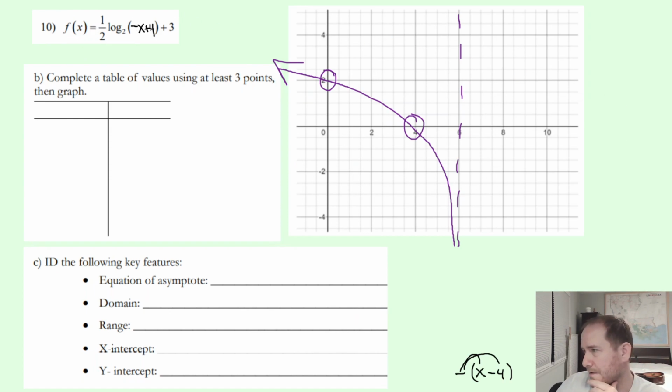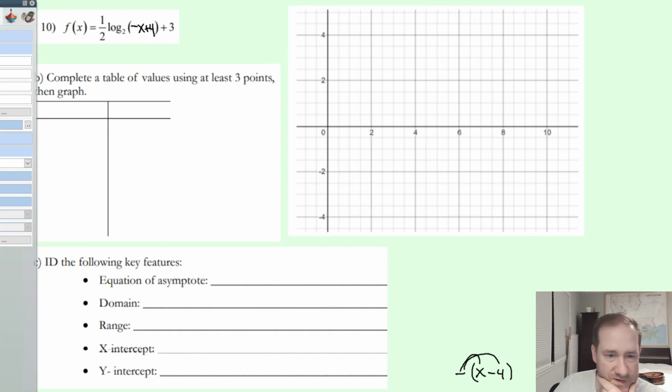But let's do this one. I'm going to need a new grid though. So I should pause the video probably and go get a better looking grid. See you in a minute.